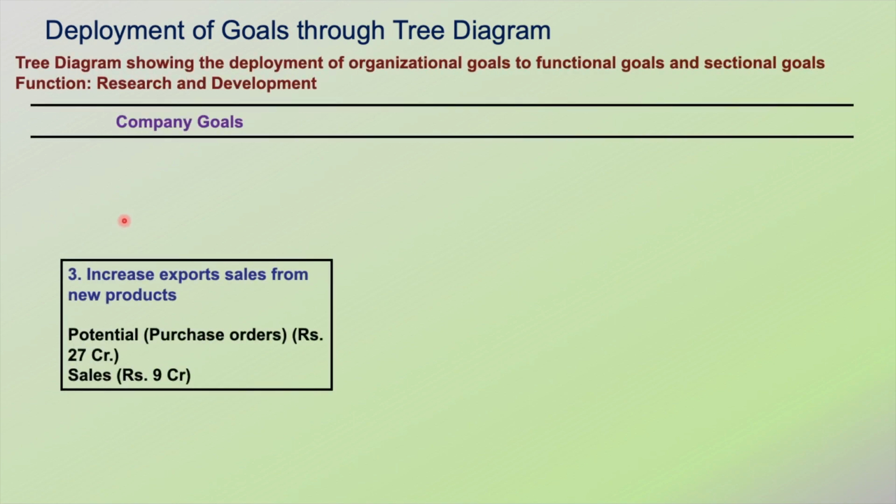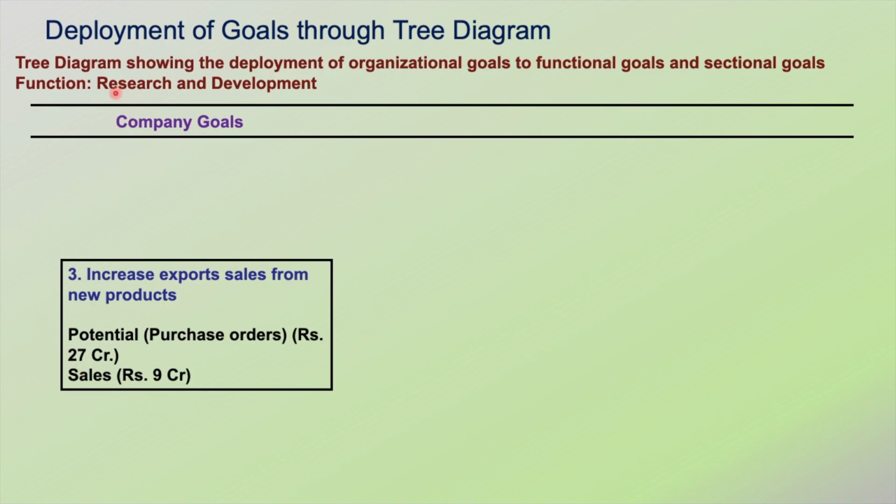So here are the company goals. The tree diagram shows the deployment of organizational goals, function goals, and sectional goals. The function we are going to see is research and development. What is the organizational goal? Organizational goal number 3 says increase export sales from new products. There should be a measure. What is the measure? Potential purchase orders of rupees 27 crores, and sales to be realized of 9 crores. This is the organizational goal.